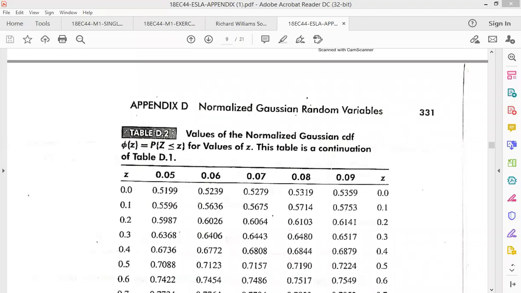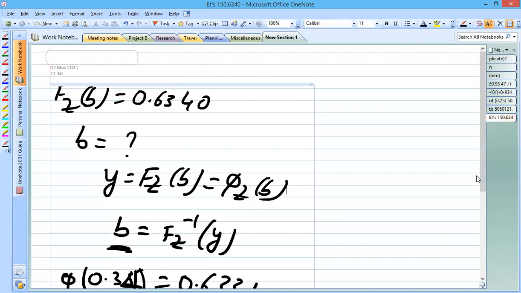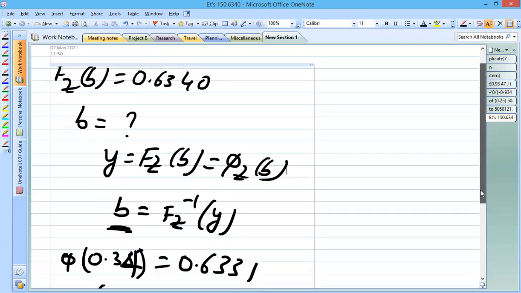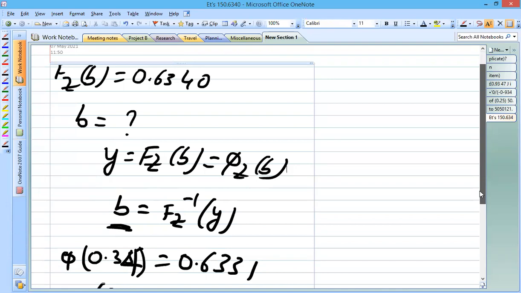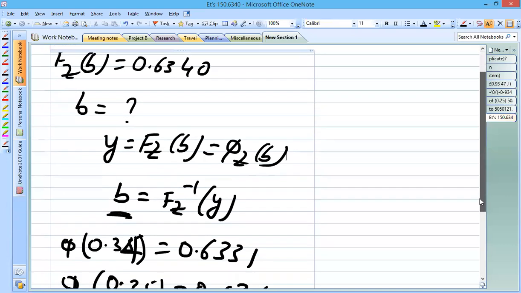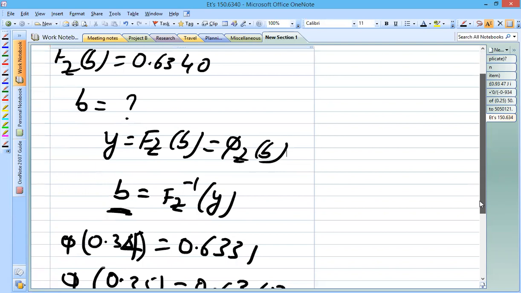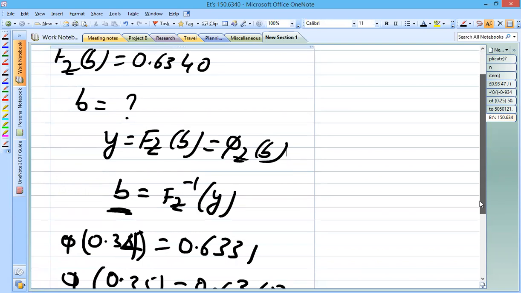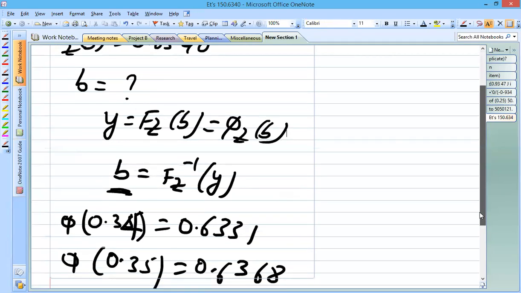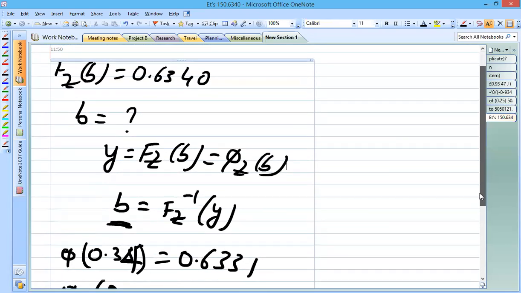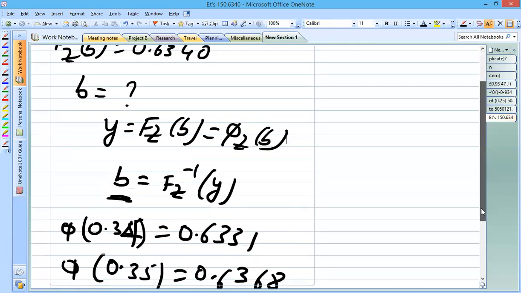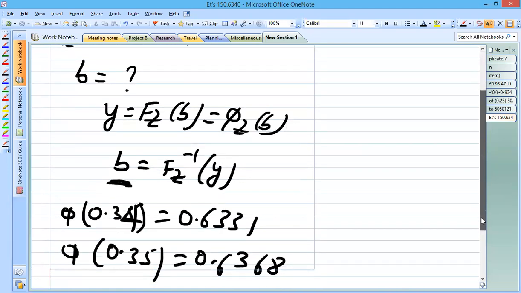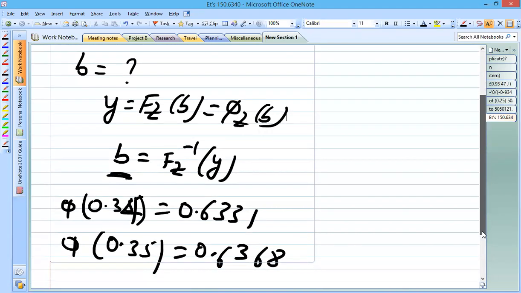I'll just share the screen now. Can you see this screen? Here we have y is equal to Fz of b. Fz of b is given as 0.6340. Using this we can write b is equal to Fz inverse of y. So we have to go in the reverse process, and using the table of appendix D, you can note down the nearest values of 0.6340, which are obtained for 0.34 and 0.35.